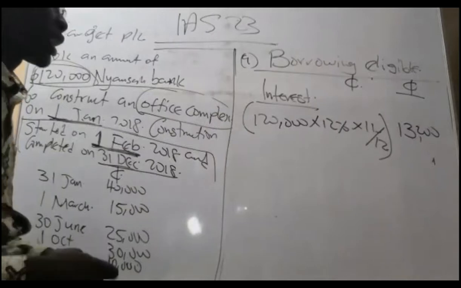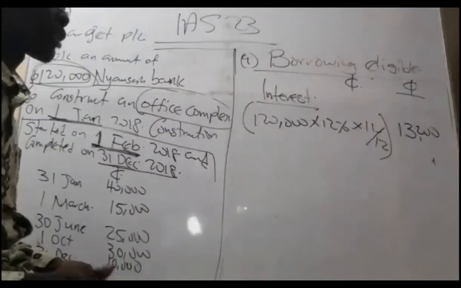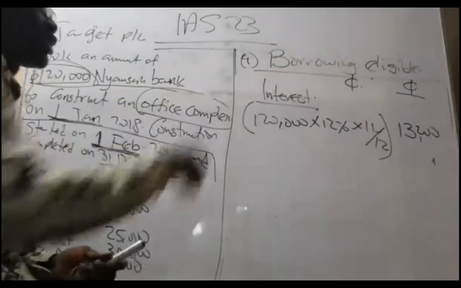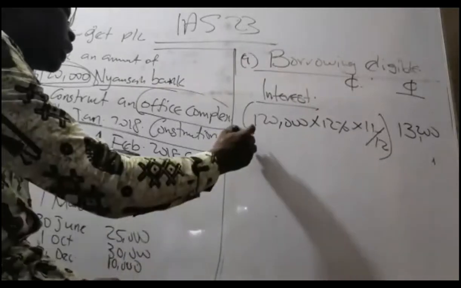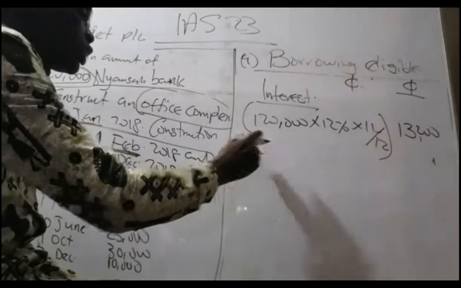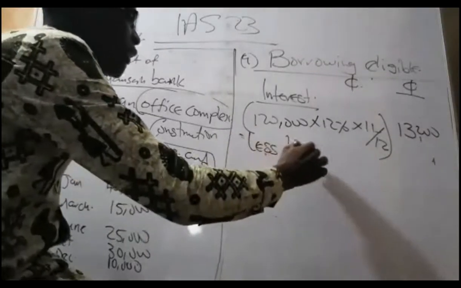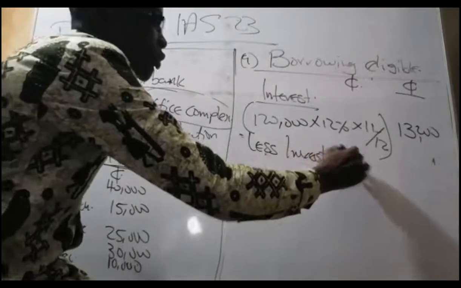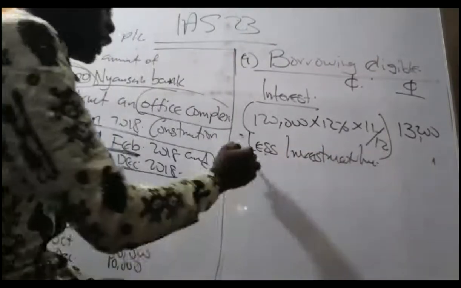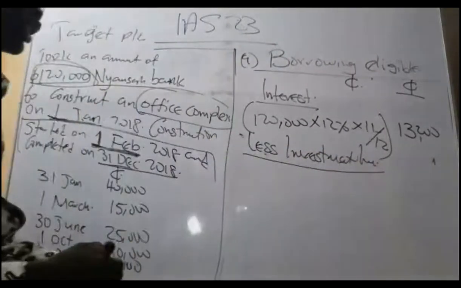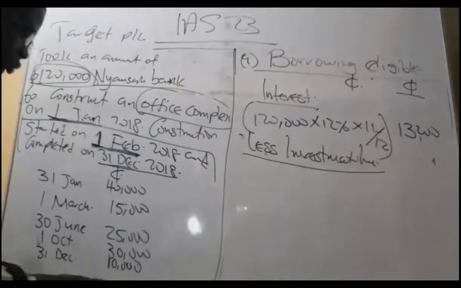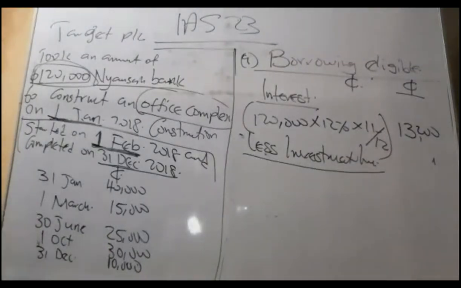We said that with a specific borrowing, the borrowing cost eligible for capitalization is the interest less the investment income. So let's tell the examiner: less investment income. Now let's go and compare the investment income. That's where the issue is. Now let's see. Investment income.